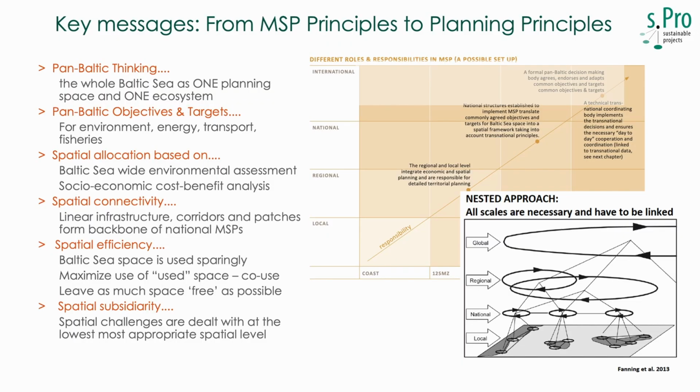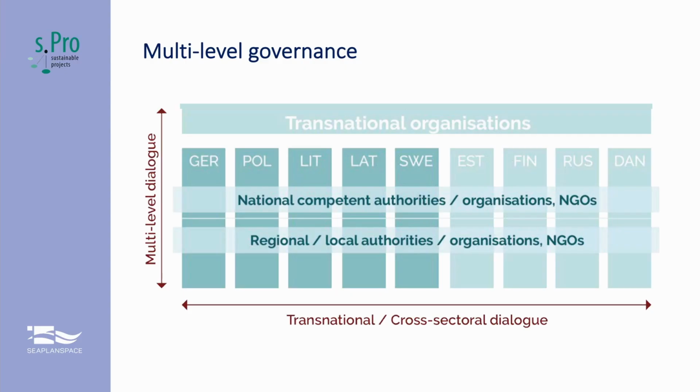So you see here that it's a kind of subsidiarity principle: on a very upper level you have the pan-Baltic decision-making on the overarching objectives and the overarching ecosystem, which are then broken down to the national and regional level, as well as the local level, which is also shown in the so-called nested approach, where all scales are necessary and have to be linked. You have to have maritime spatial planning on all different levels, and take into account the local aspect, but the local aspect is driven by the overarching objectives set in an ecosystem-based approach.